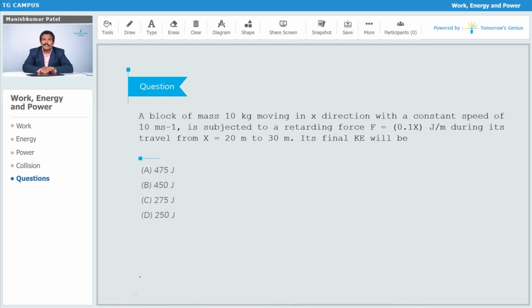A block of mass 10 kg moving in the x direction. Let's say this is a block of mass 10 kg that is moving in the x direction. Let's say this is M moving in the x direction with a constant speed. The velocity is also given, 10 meter per second, and it is subjected to a retarding force F equals 0.1 x joule per meter during its travel from x equals 20 to 30. Find its final kinetic energy.